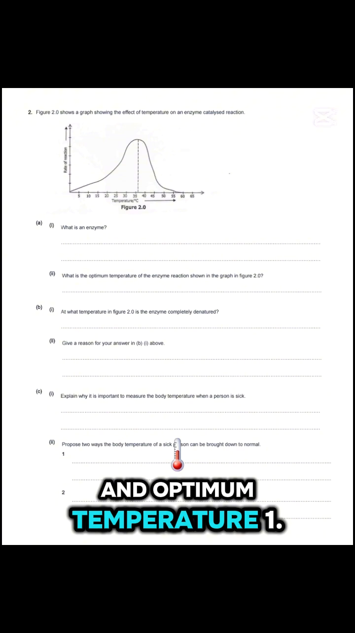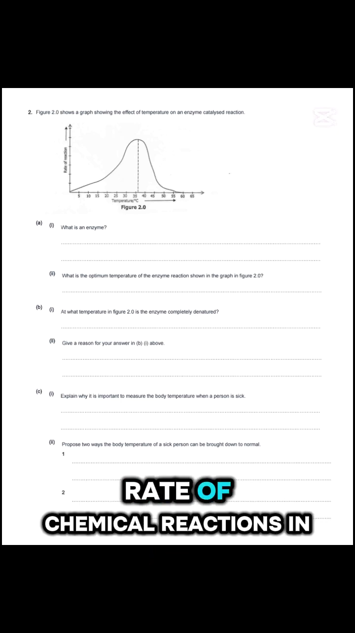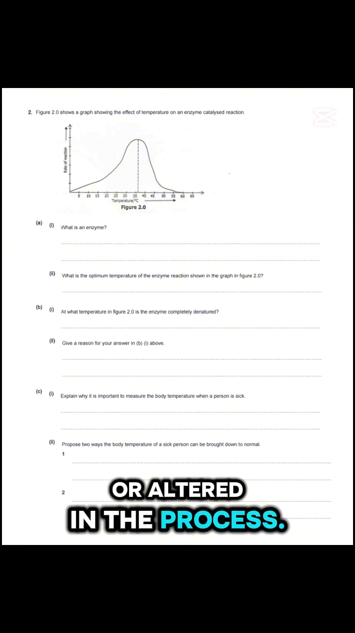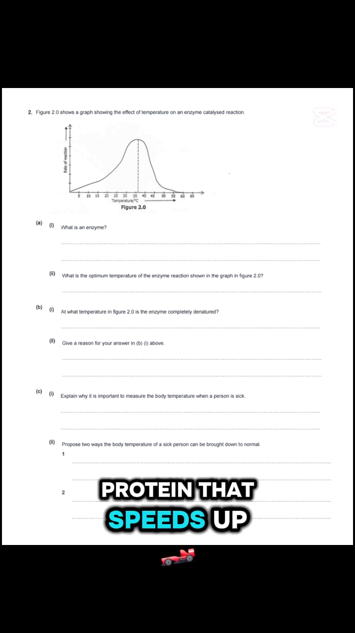2a. Enzyme definition and optimum temperature. 1. What is an enzyme? Correct answer: a biological catalyst that speeds up the rate of chemical reactions in living organisms by lowering the activation energy, without being used up or altered in the process. Acceptable answers: an organic catalyst, a protein that speeds up chemical reactions in cells.